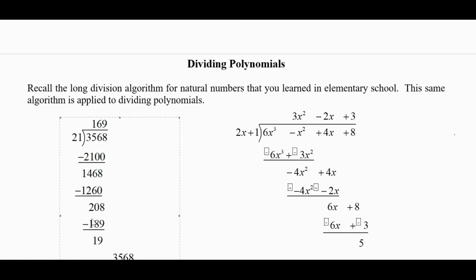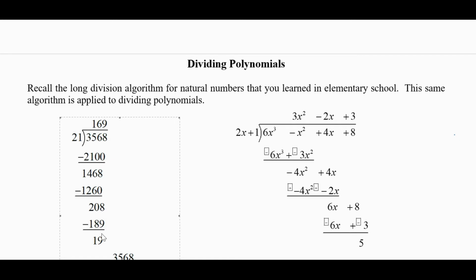So 9 times 21 is 189. Subtract and we get 19. We know we're done when we've run out of digits here, and the remainder down here is less than the divisor. So a couple of ways this might have been written in elementary school. You might have said that this is the dividend, 3,568, and the divisor is 21. The quotient is 169, and the remainder is 19.